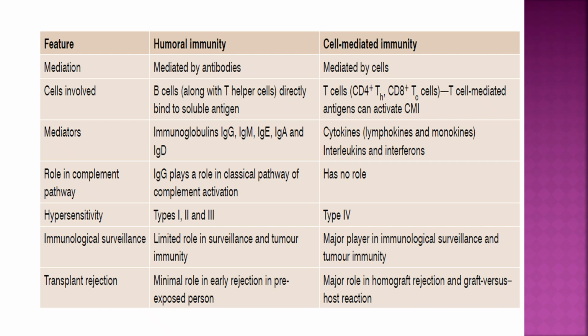Role in complement: humoral plays a role, IgG in the classical pathway; CMI no role. Hypersensitivity: humoral types 1, 2, 3, CMI type 4. Immunological surveillance: humoral has a limited role in surveillance and tumor immunity, CMI has a major role in immunological surveillance and tumor immunity. Transplant rejection: humoral minimal role, cell mediated major role in homograft rejection and graft versus host reaction.